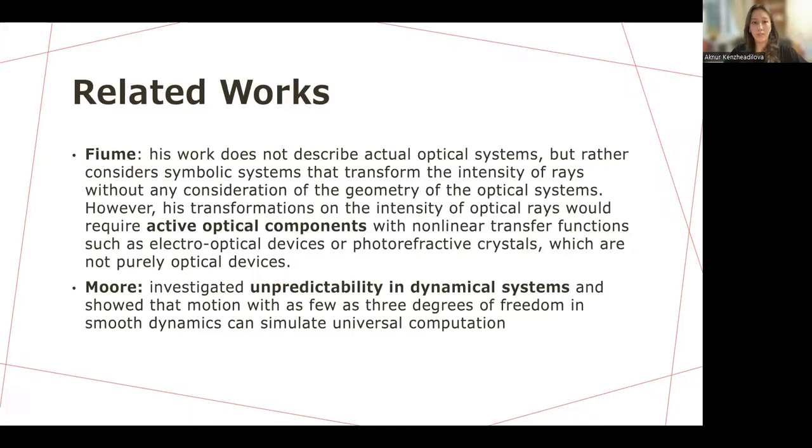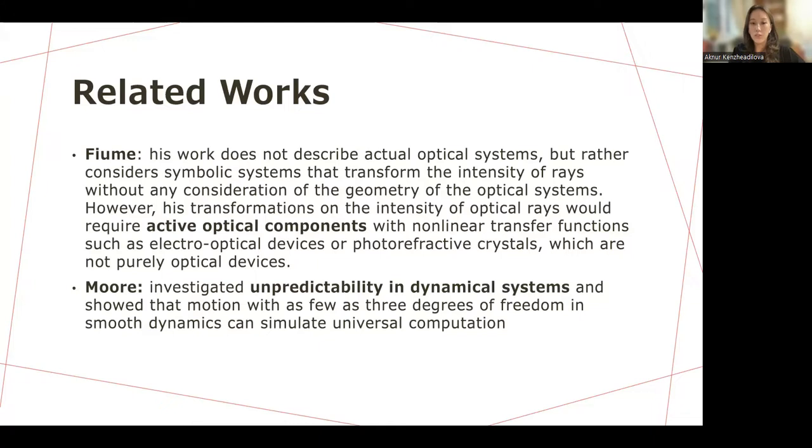Then let's talk about the related works on the ray tracing problem. Some of the results presented here were shown by us in earlier papers, but there are several new results presented in this paper, and they were obtained by considering refraction and by using the reversible Turing machine.